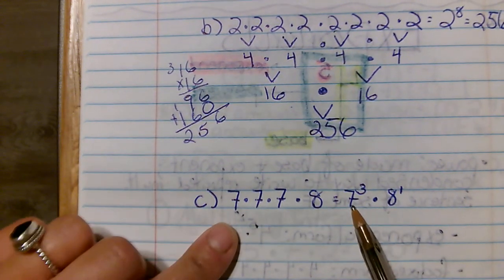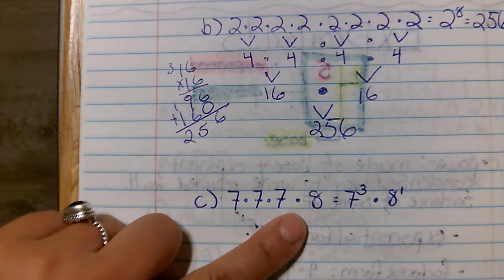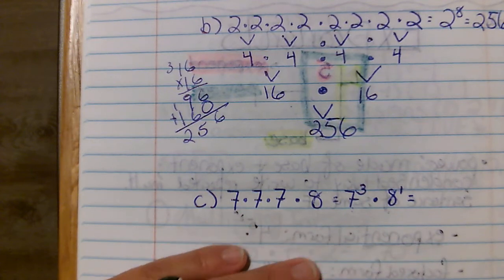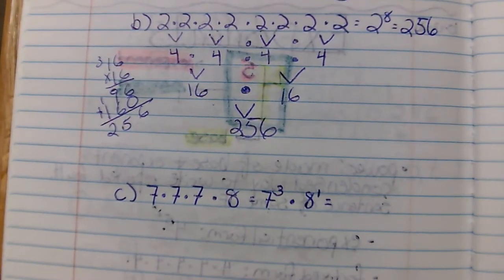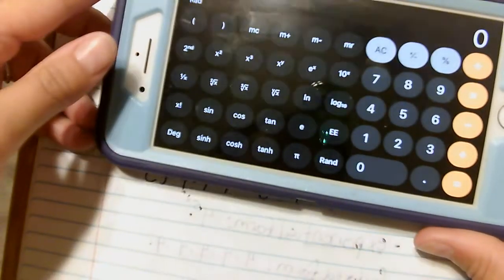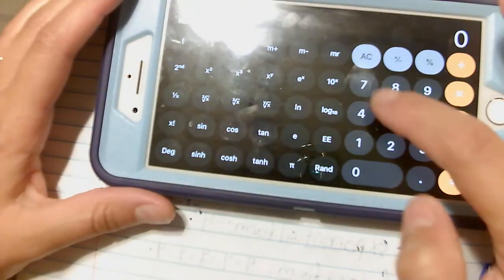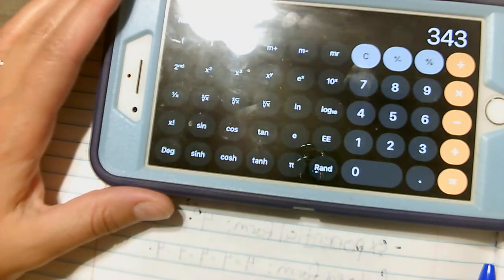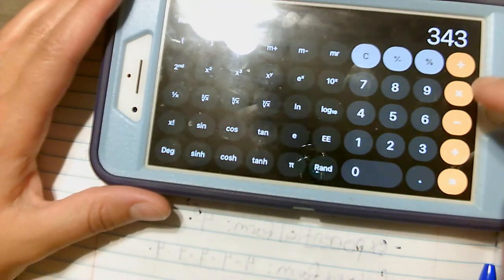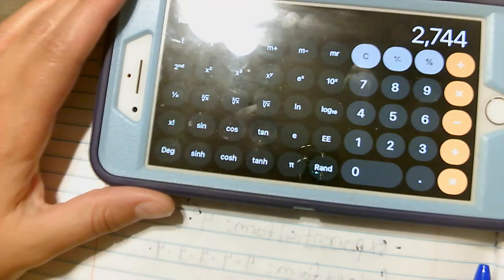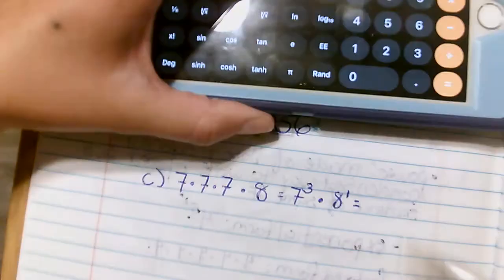I see 7 3 times. I see 8 1 time. That's why the exponent is 1. Now when we go to evaluate this, here's what we're going to do. Alright, this one I will head over to the calculator for because I'm using some bigger numbers here. So I'm going to do 7 raised to the third power. Alright, that gives me 343. And then I'm going to multiply by 8 to the first power. And there you go, 2,744.